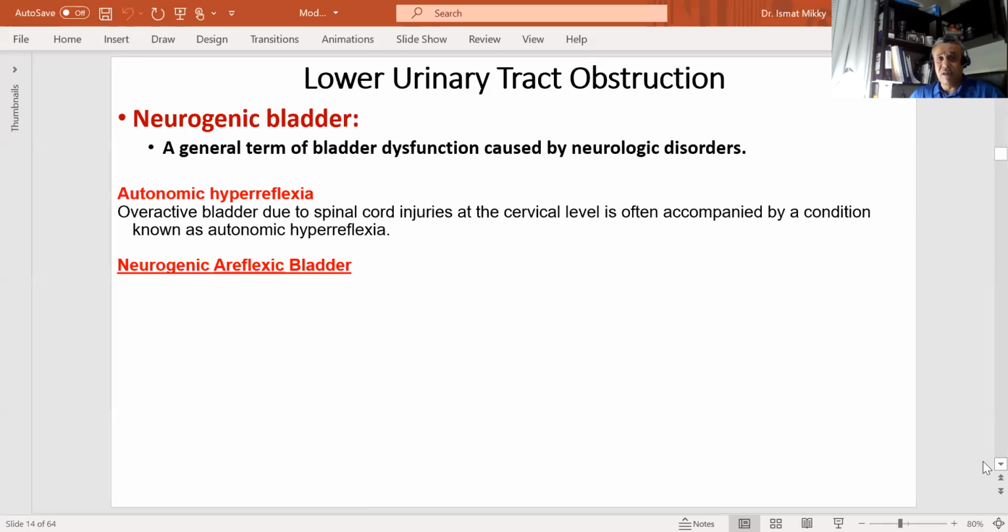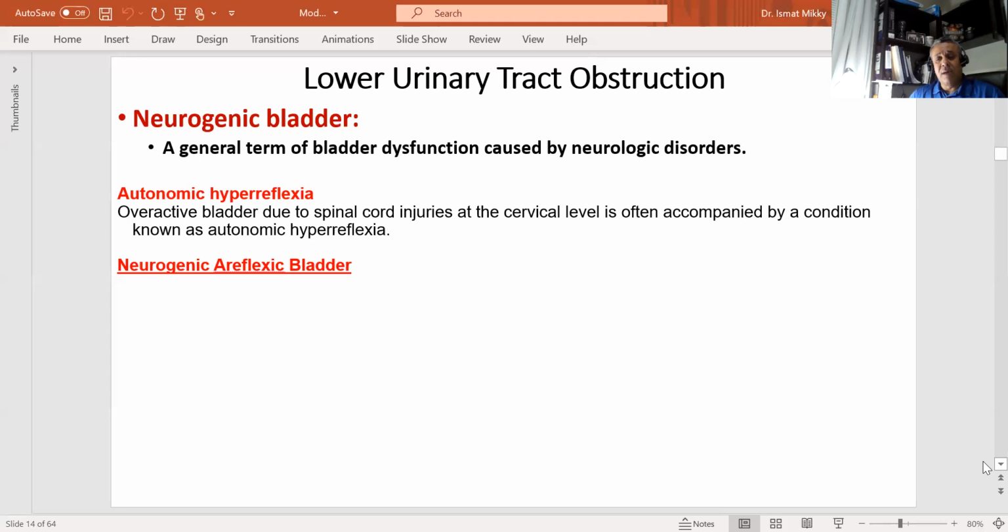So one of the complications of urolithiasis or nephrolithiasis or kidney stones is hydronephrosis. Remember that that's one of the major complications, and that's when there's a complete obstruction of the urine passing through the ureter to the bladder, and then the urine could be collected in the kidneys, and that could result in severe damage to the kidney and kidney dysfunction, and could result also in acute kidney failure. The neurogenic bladder is a general term of bladder dysfunction, and usually is caused by neurogenic disorders.